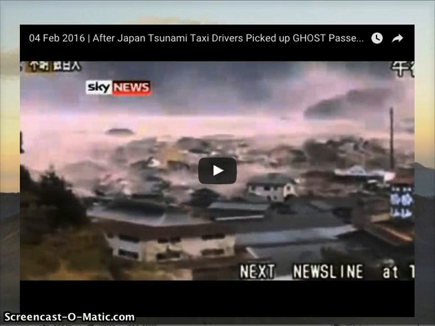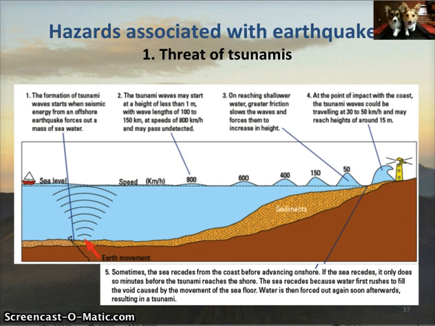This is an example of the Japan tsunami, how the tsunami really pushed inland. You can see this on your own. Now, this is how tsunamis actually form. Due to an earthquake in this area, it causes the water to be pushed very quickly towards land. And as it reaches shallower land, the greater friction slows the waves and causes them to increase in height.